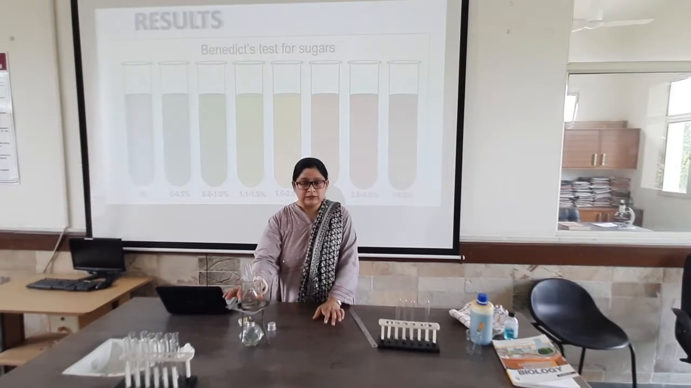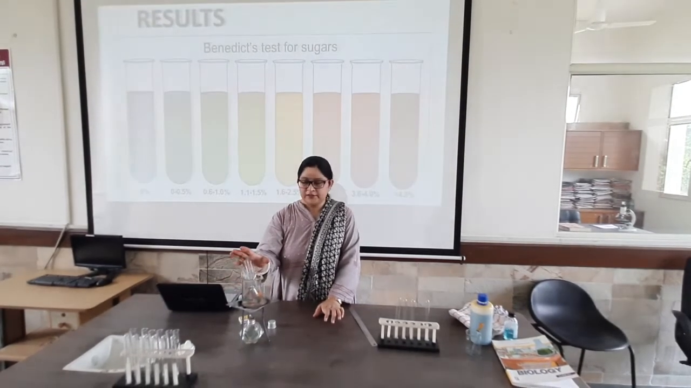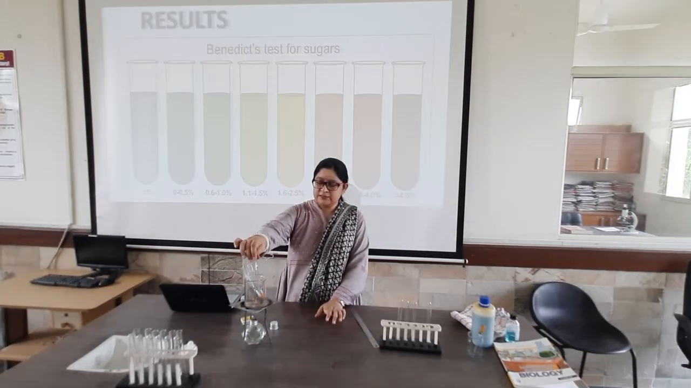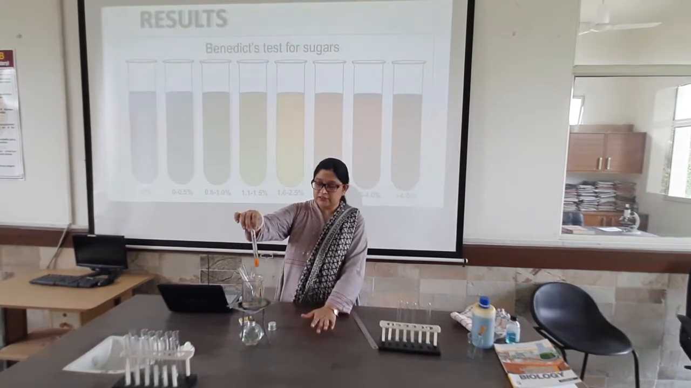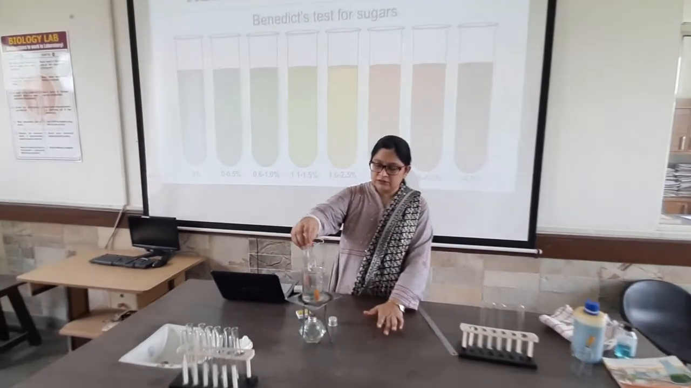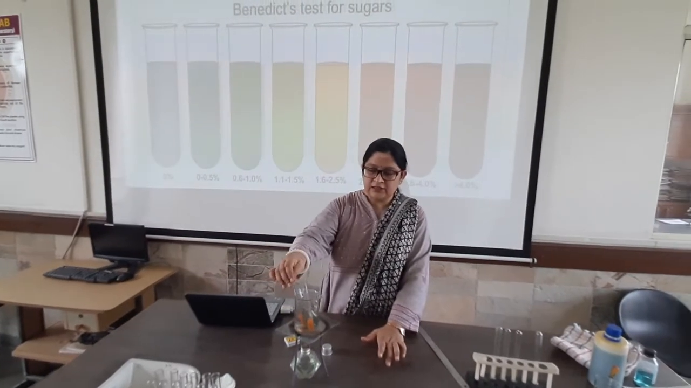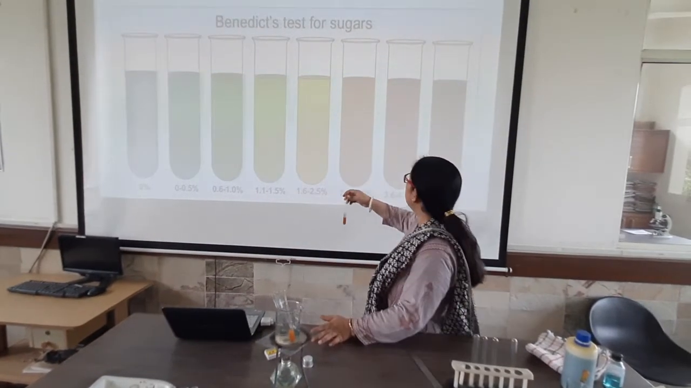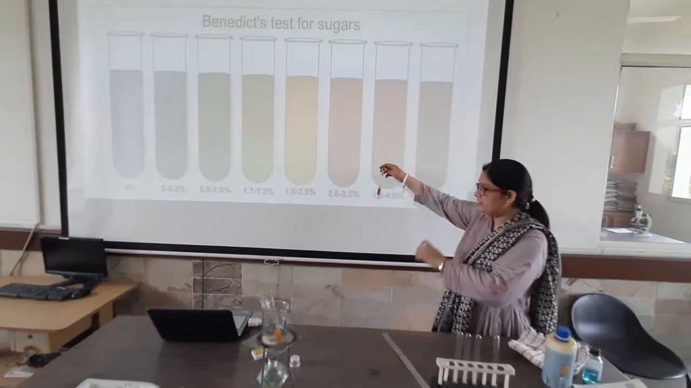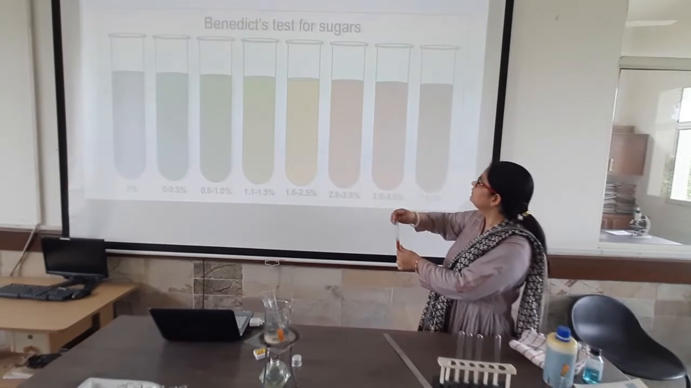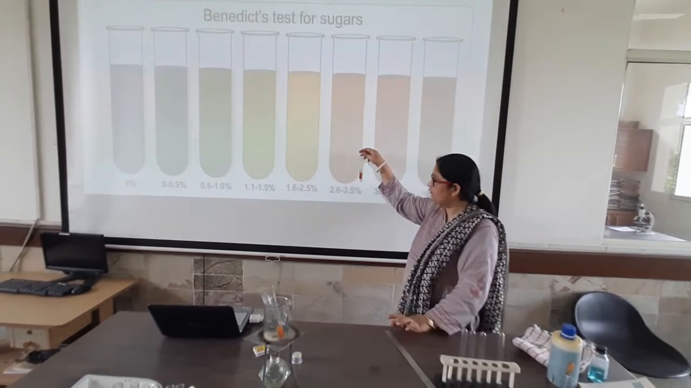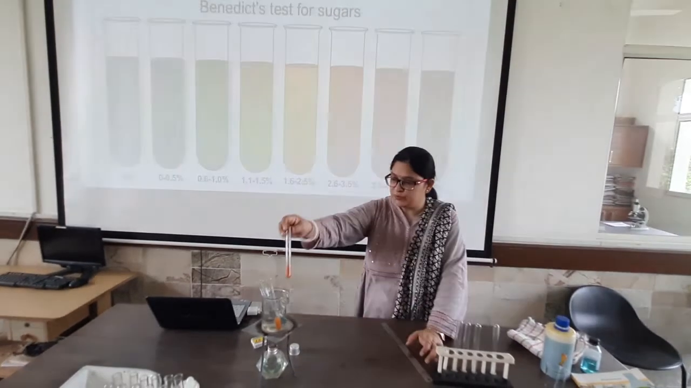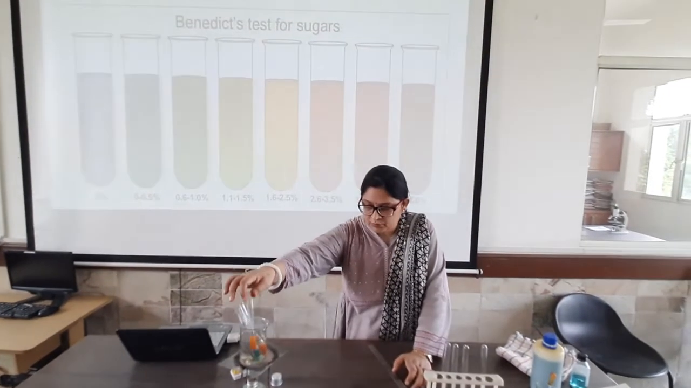This water bath is heated up to a particular temperature, you can say near to the boiling temperature, and then when I place all the test tubes in the beaker in the water bath, I can see the color change. This is sample one, and here you can see, students, it is somewhat 2.6 to 3.5% glucose present in the urine sample.